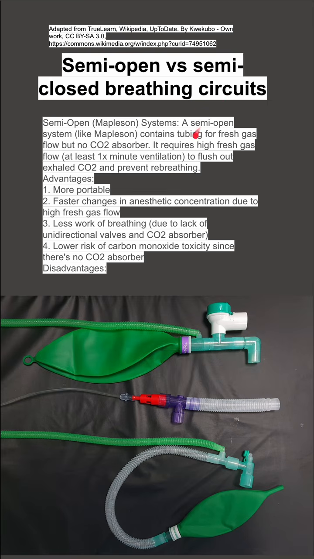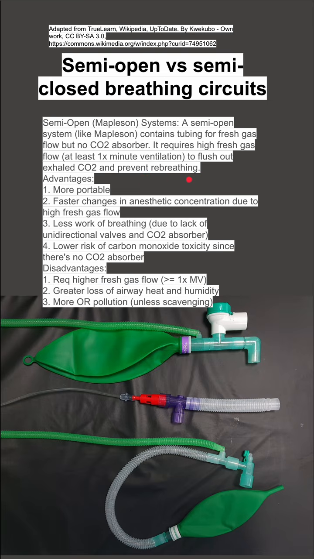This is where you have a tubing for fresh gas flow but no carbon dioxide absorber. You need a high fresh gas flow, at least 1x your minute ventilation's worth of gas, to flush out any exhaled carbon dioxide and to prevent a rebreathing of that carbon dioxide inside that open circuit.